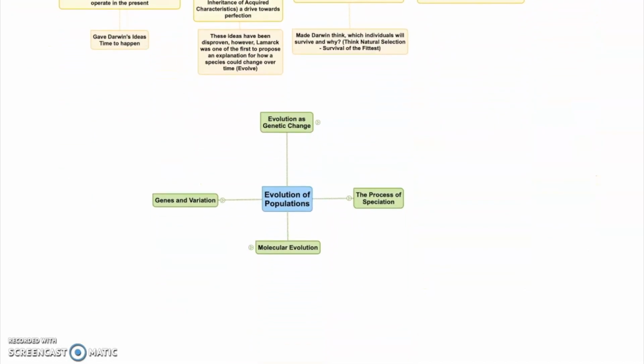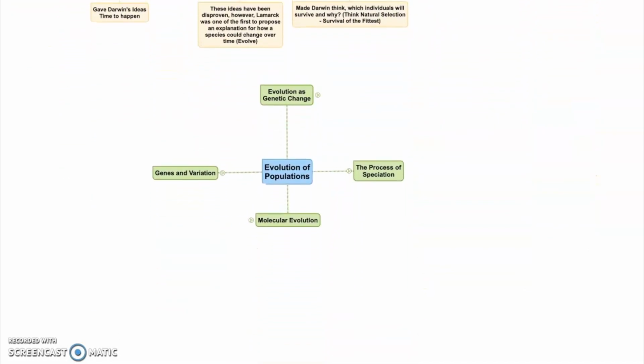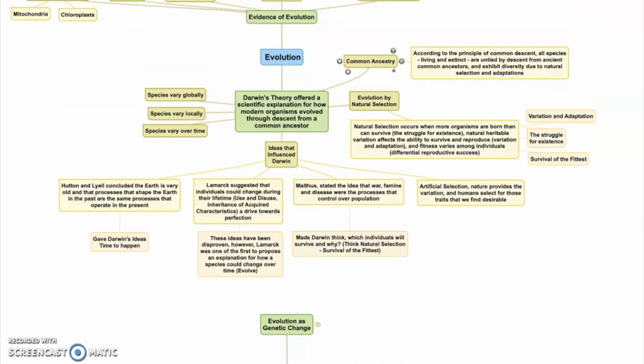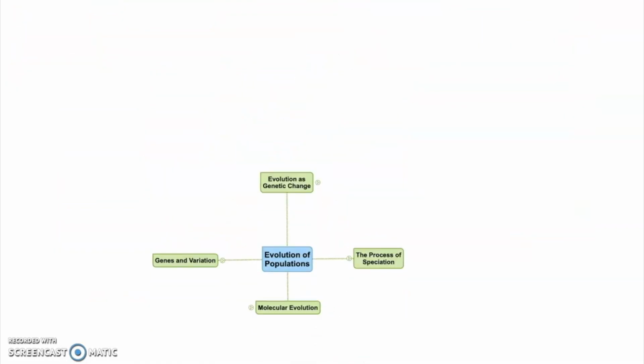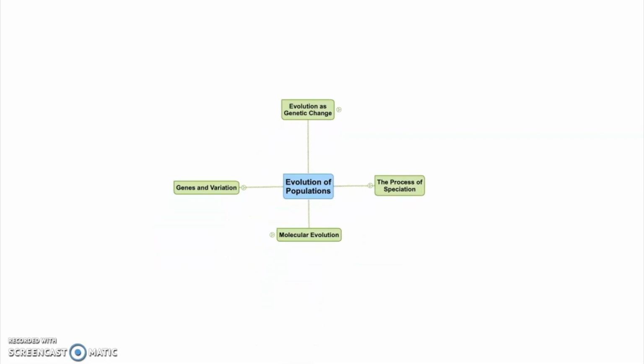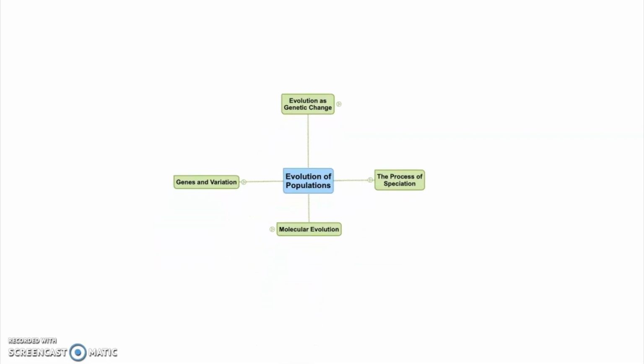All right, so the next thing we're going to take a look at is the evolution of populations. We're going to look at four different factors here: genes and variation, molecular evolution, the process of speciation, and evolution as genetic change. So let's take a look at genes and variation first.